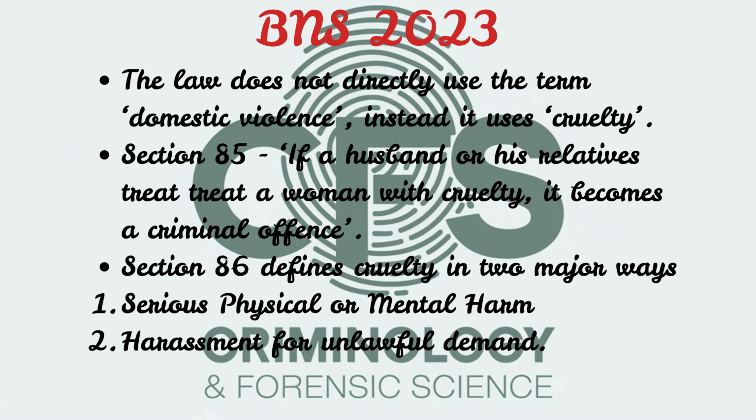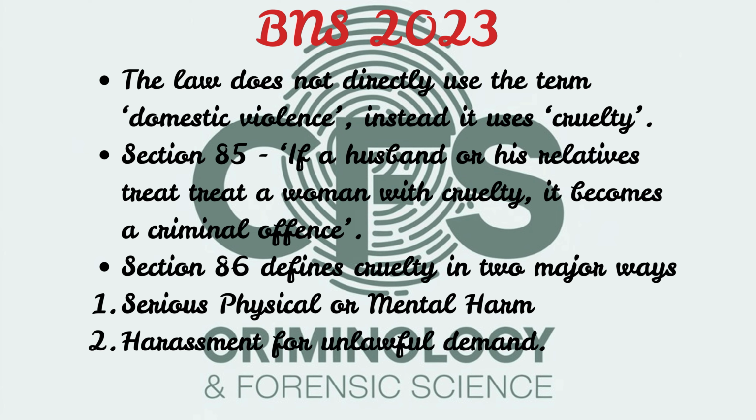Under Section 85 of BNS 2023, if a husband or his relatives treat a woman with cruelty, it becomes a criminal offense. The punishment can include imprisonment, fine, or both. Now comes the most important part. What exactly is cruelty? Section 86 of BNS explains it in two major ways.